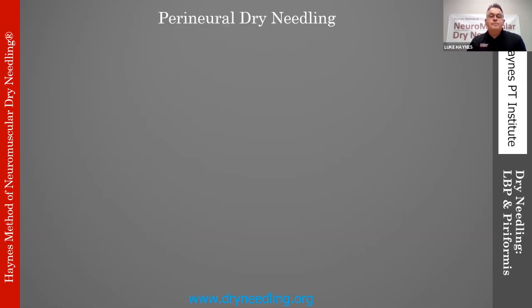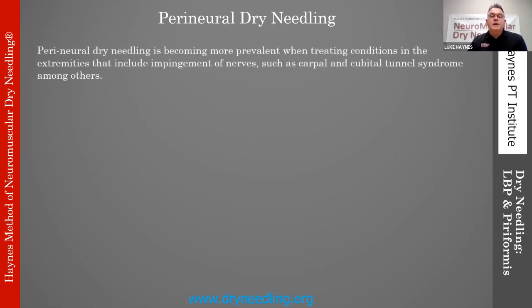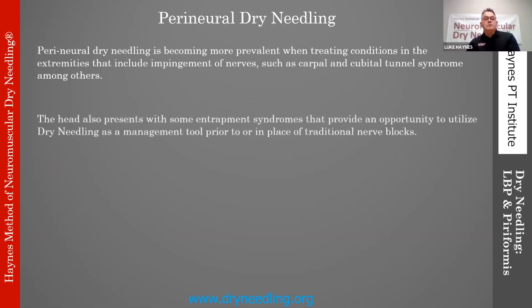A little comment on perineural dry needling. It has become more prevalent when treating conditions in the extremities that include impingement of nerves, such as carpal and cubital tunnel syndrome, among others. The head, we also do some perineural dry needling there. Some entrapment syndromes can be treated; dry needling, especially perineural, can be used to decrease that impingement and to facilitate some response back through the neural tissue itself.